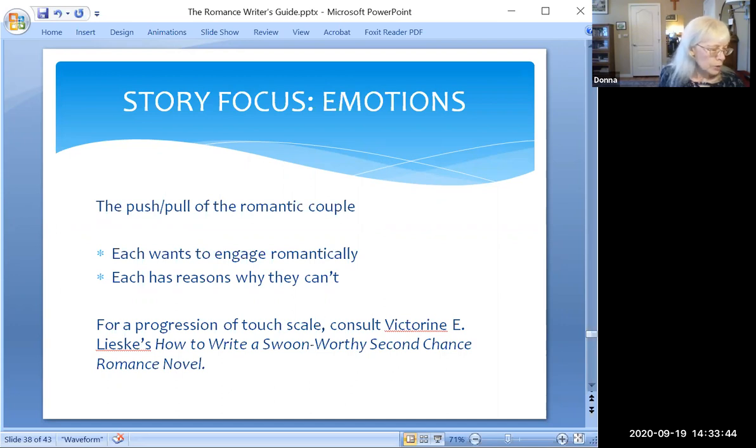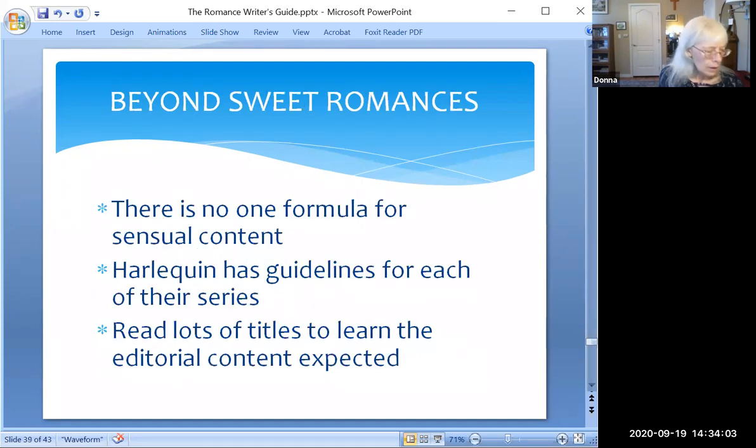Now, if you want to, you can find a progression of touch scale in Victorine Leski's How to Write a Swoon-Worthy Second Chance Romance Novel. She's quite good at laying out this whole progression that happens in a romance. And let's go to the next slide. Okay, so beyond the sweet romances, there's no one formula for essential content.